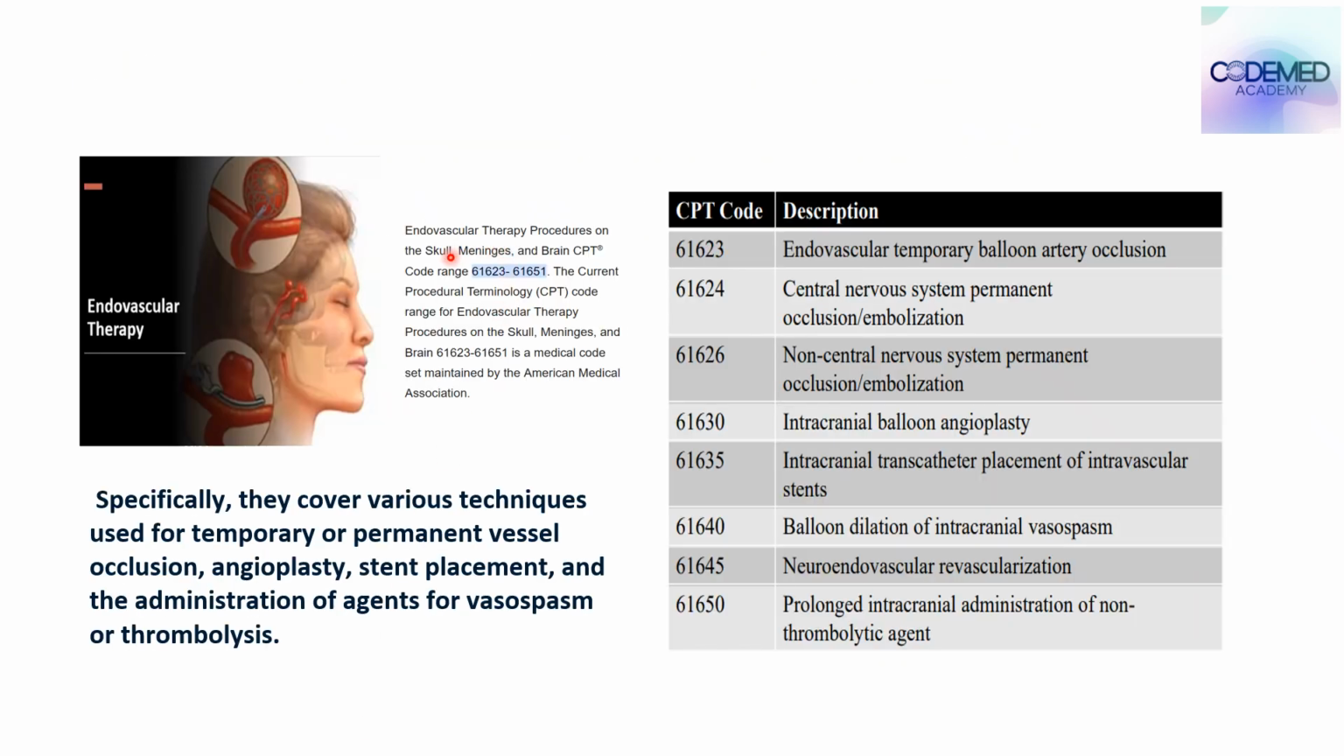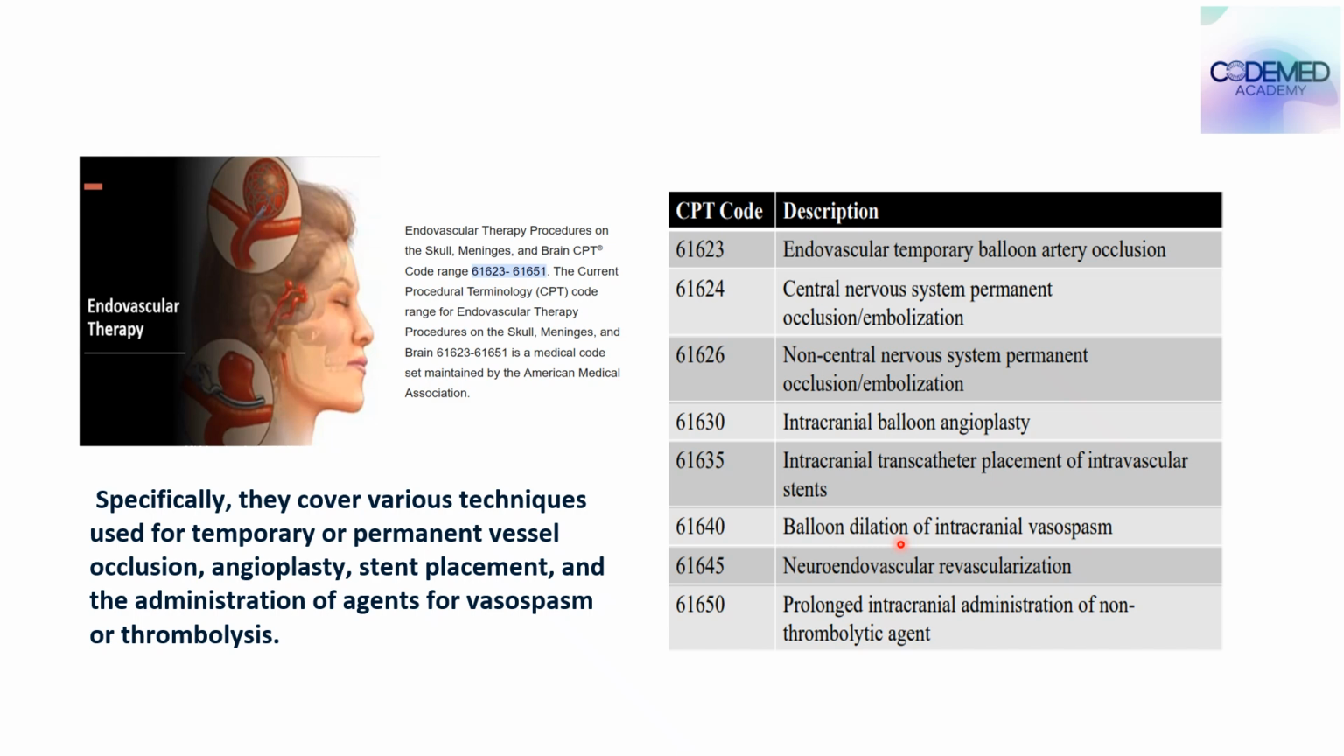So the next topic is endovascular therapy procedure, and here is the code range. These are the various techniques which we use for temporary or permanent vessel occlusion, angioplasty, stent placement, and administration of the agent for the vasospasm or thrombolysis, which is covered in the endovascular therapy. So here you need to pay attention whether endovascular temporary balloon artery occlusion has been done, central nervous system permanent occlusion embolization. So where have we done it, whether it is the central nervous system or non-central nervous system, have we carried out angioplasty or have we put the stent, all that is covered in this particular topic.